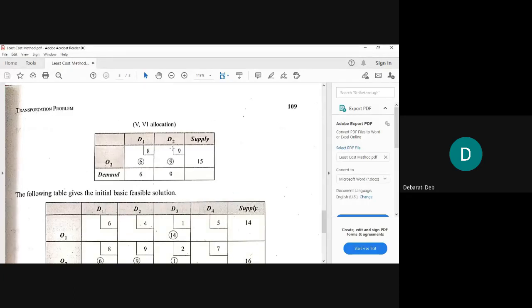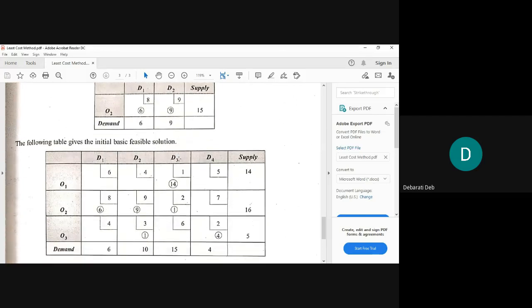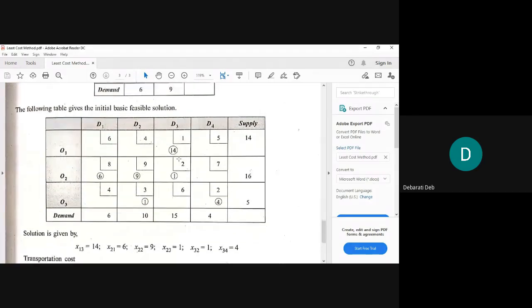Alright, so have you understood how these allocations are being done? In the last part, 9 was left in the O2 total because out of 15 you have allocated 6 in the first cell. So 9 was left, and when you come to the next cell, 9 is left on both sides. So you will allocate 9 in this cell. So it matched. The following table gives the initial basic feasible solution.